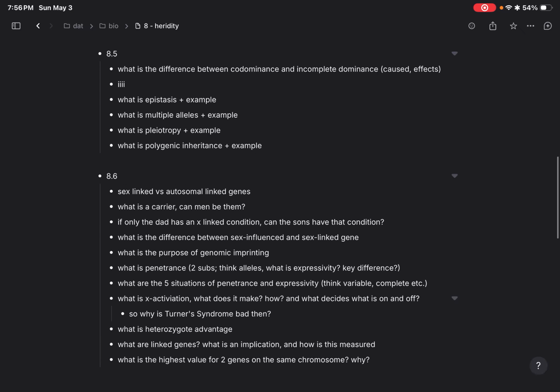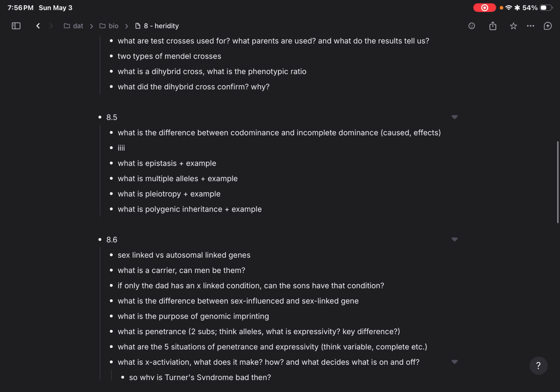Something I wanted to say for polygenic inheritance, it'll usually be a range. So you could have super obese people, heavy people, or things like that.